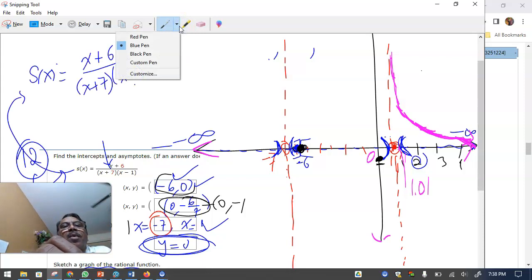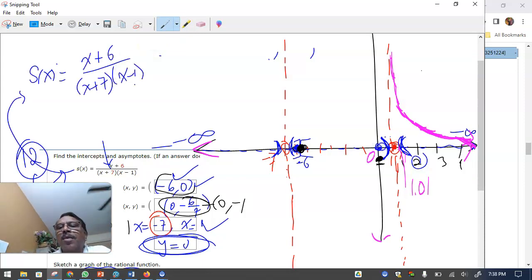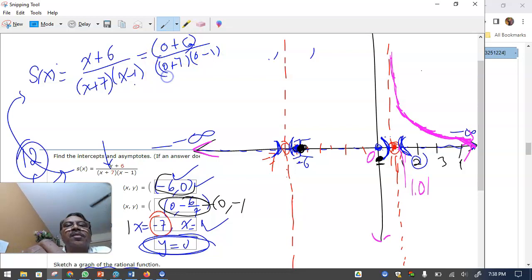Now let's take a point. Let's take a point 0 here. If I put a 0 here, because we want to know whether it's below the x-axis and above the y-axis. So if I put this as 0 plus 6 and down is 0 plus 7, and you can see clearly 0 minus 1. So this is positive, but this is negative. This is going to be negative. It means the graph is below the y-axis.